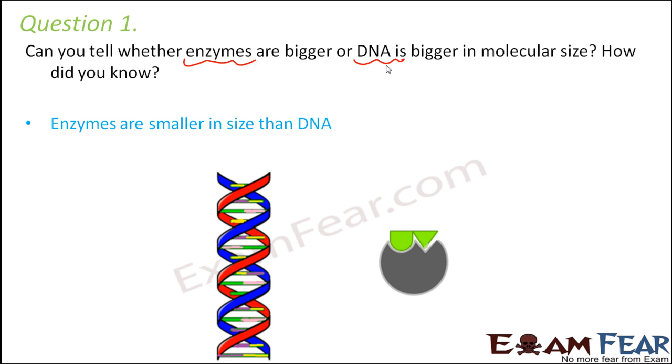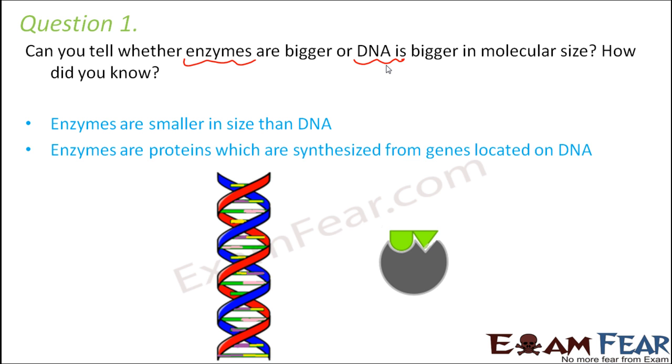So in order to fit inside the nucleus, it is present in the form of a coiled structure. So that means we can say that enzymes are smaller in size than DNA because DNA is very long. So its molecular size increases. Enzymes are proteins which are synthesized from genes located on DNA. On this DNA, a certain set of genes will code for a particular protein. Again, a certain set of genes will code for a particular protein. And the proteins are nothing but enzymes. All enzymes are proteins. So basically, proteins are being formed just from one part of DNA. So with that analogy as well, you can assume that enzymes are smaller than DNA.